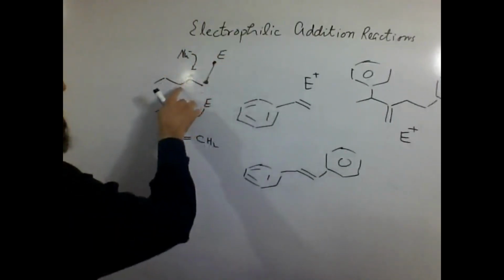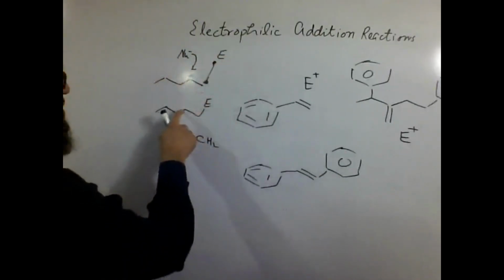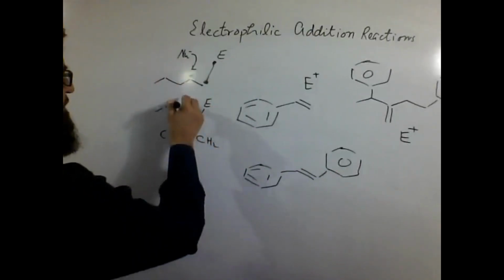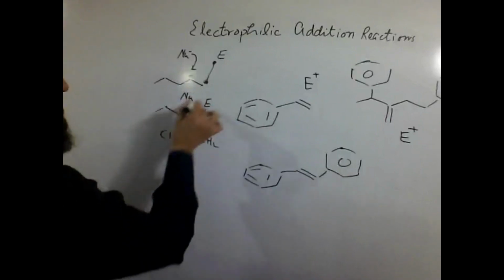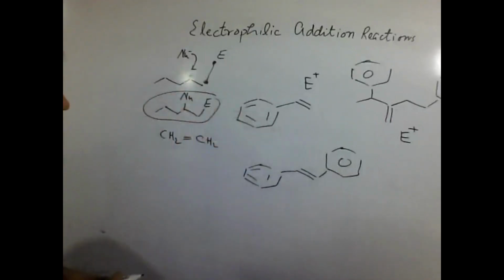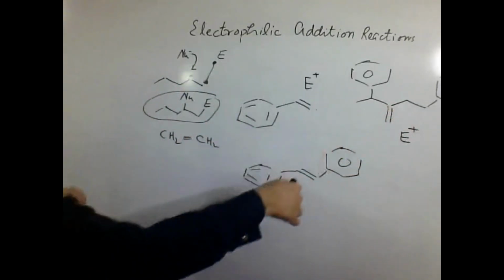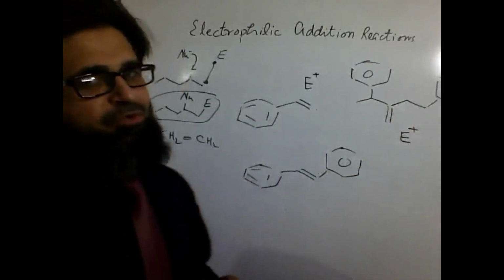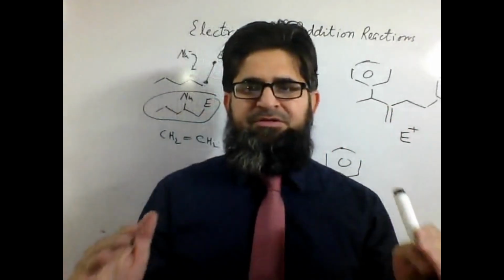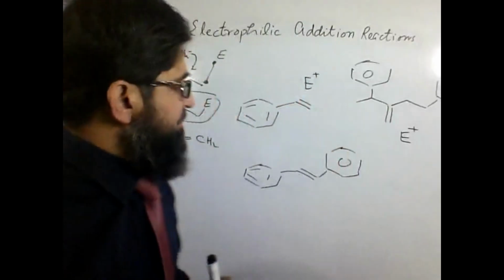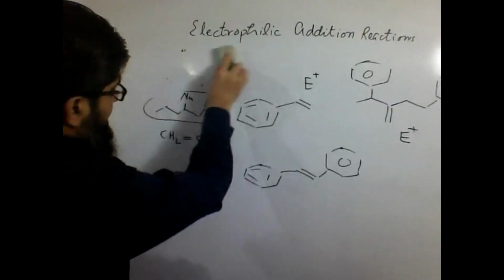1, 2, 3, 4, 5 carbons. Carbon number 1 has the electrophile over here, and here is your nucleophile. So this is sort of a product. Similarly, the other alkenes can be made to react with electrophiles, and they will undergo nucleophilic addition reactions, the electrophilic addition reaction.